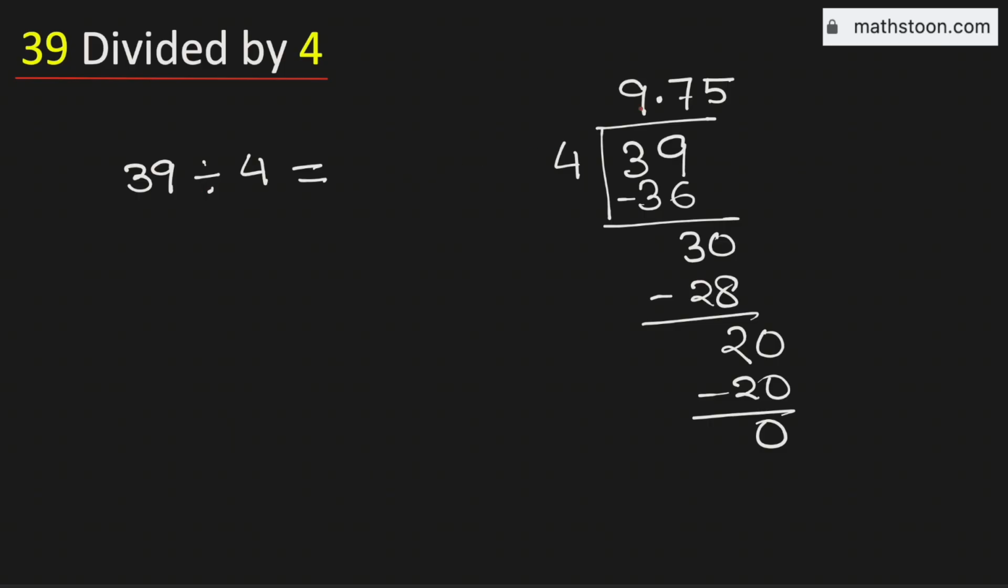Therefore, 39 divided by 4 is equal to 9.75. And this is our final answer.